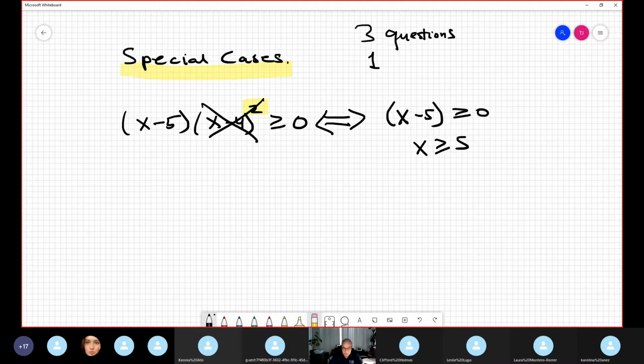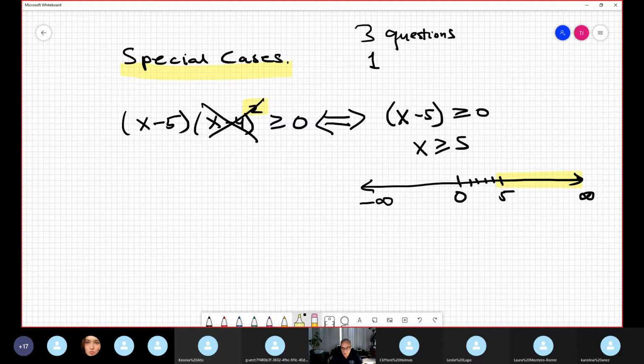Well, if you want to express this solution on the number line, this is 0, 1, 2, 3, 4, 5. It's greater than, so it's to the right, and it includes 5, of course, so a bracket. Remember, in the test I always want you to express any answer in interval notation. It's bracket 5, comma, infinity. Okay, this is the first special case.